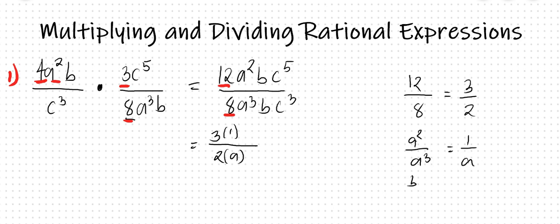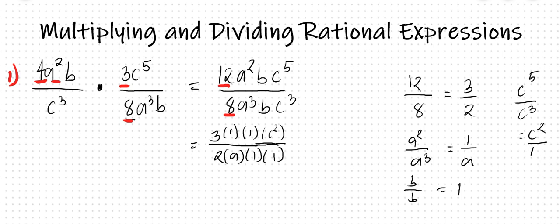Next one, b over b. So b over b, that is equal to 1. Sulat natin 1, then 1. Then after that, c to the 5 over c cubed. So c to the 5 over c cubed, that is equal to c squared over 1. And then multiply the numerators. 3 times 1 multiplied by 1 times c squared, that is equal to 3c squared. All over 2 times a multiplied by 1 times 1, that is equal to 2a.